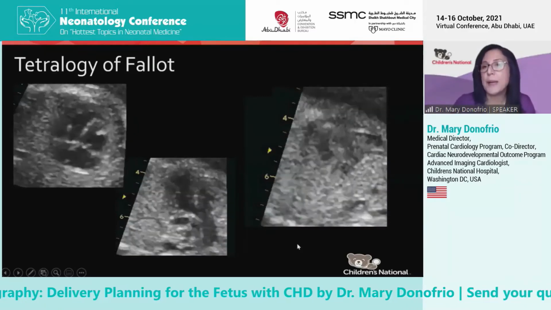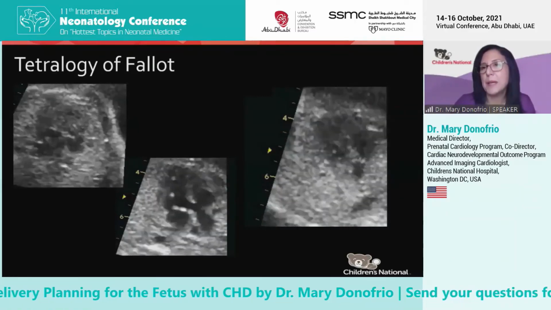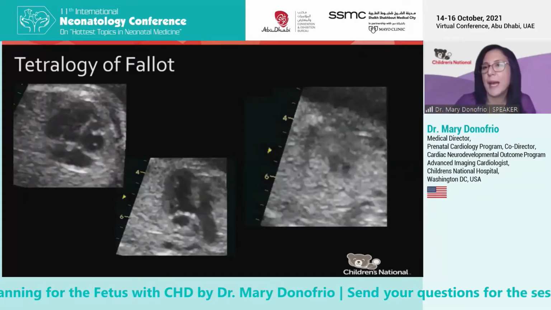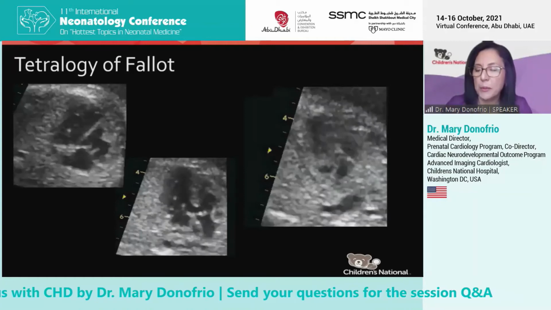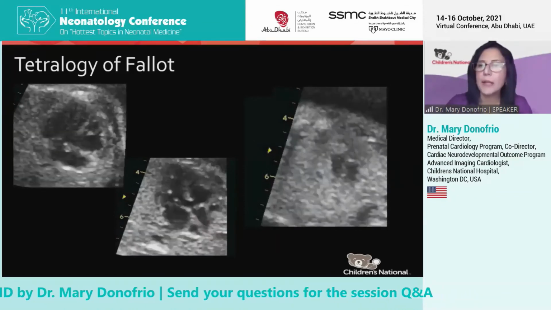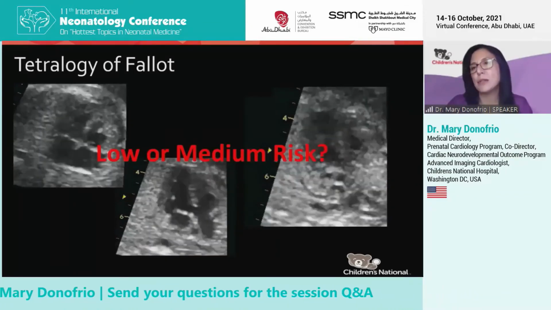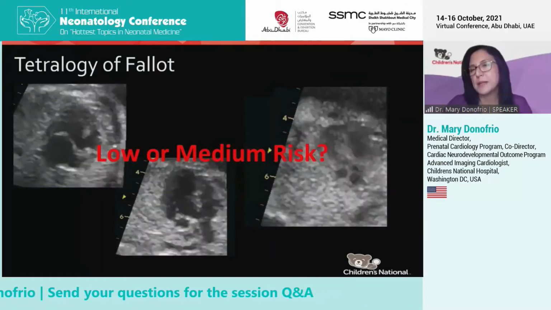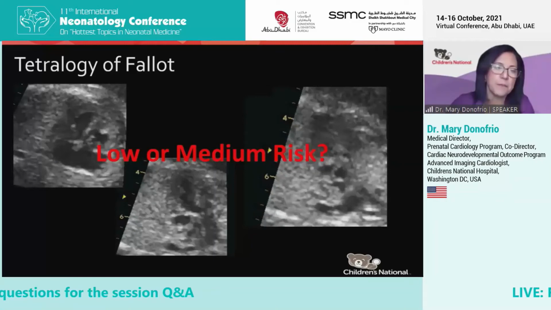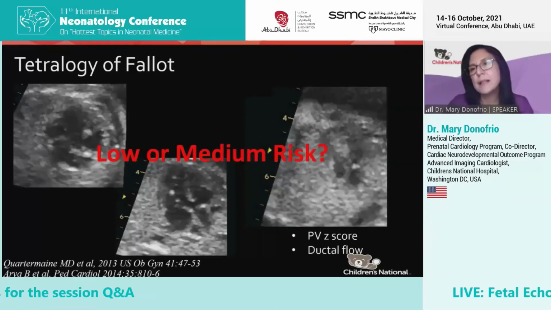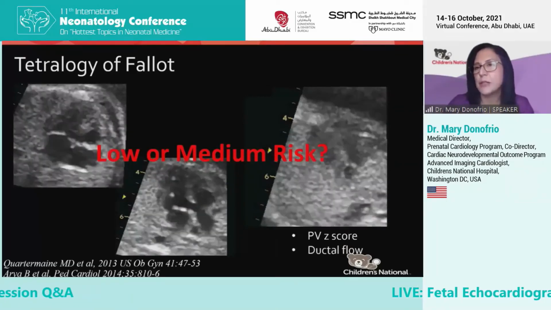We all know there are pink tets and blue tets. Pink means the oxygen level is okay and they can be repaired electively. Blue is a ductal-dependent pulmonary blood flow lesion. So how can we decide whether this baby is low risk or medium risk, needing prostaglandin and transfer for an operation? There's several studies in the literature that tell us as fetal cardiologists what to look for.